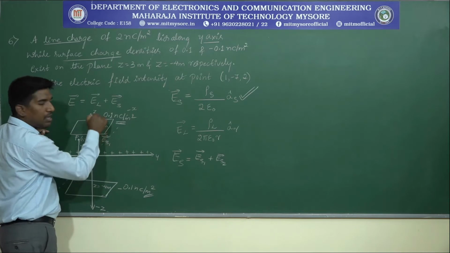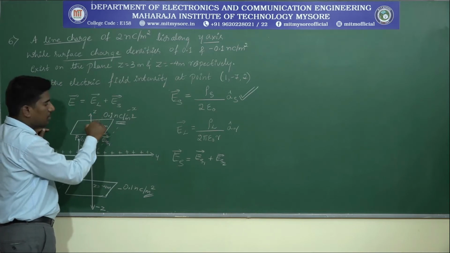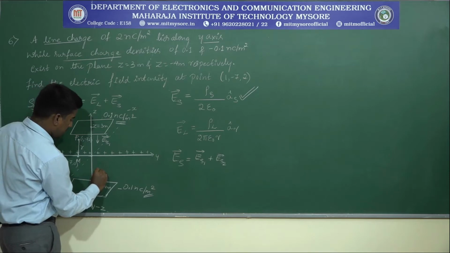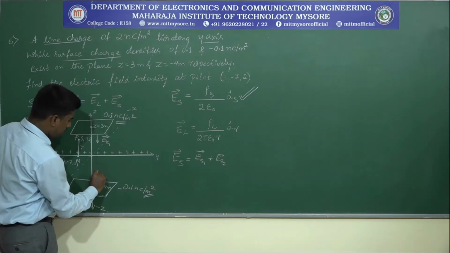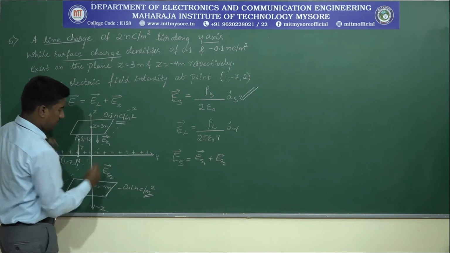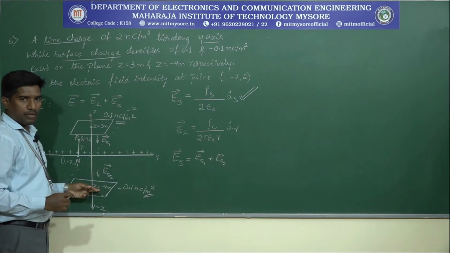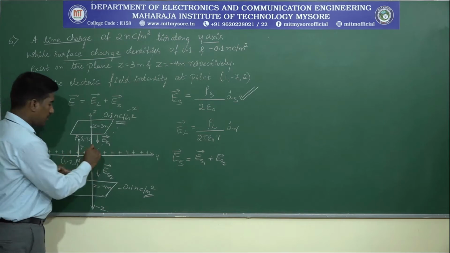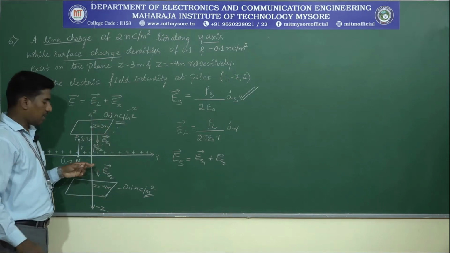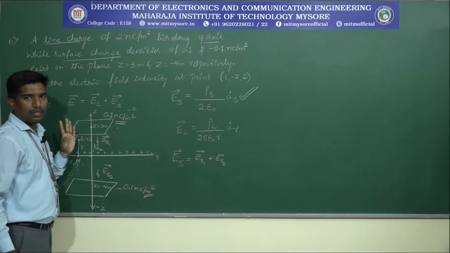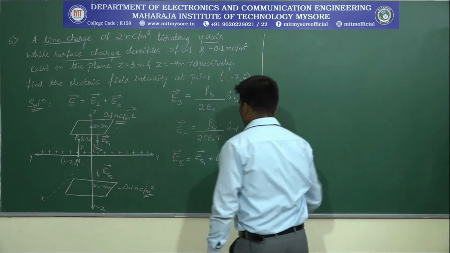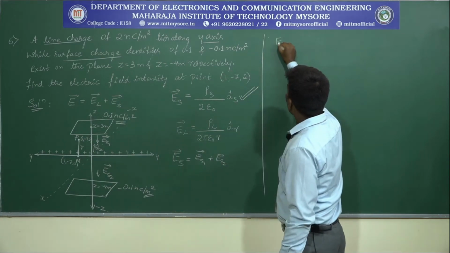positive charge. So the electric field intensity is towards the negative charge, negative surface charge. Got it? These are the conventions, and Az is acting along this point. Az is acting along this point. Okay? With this convention, let us solve for ES1 and ES2.